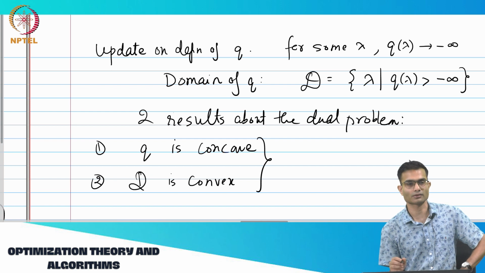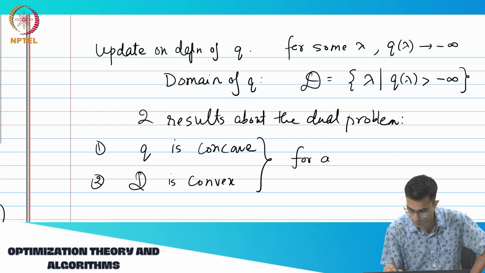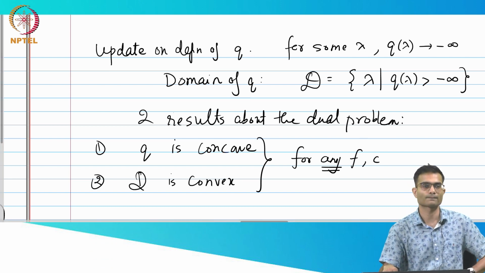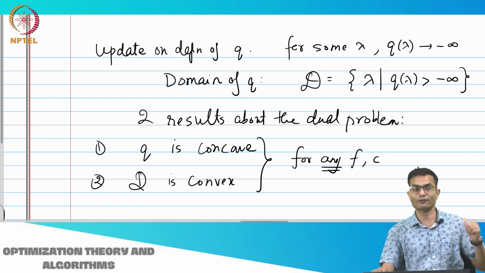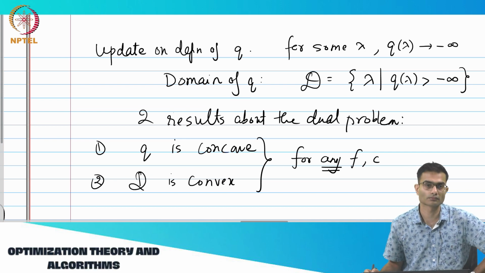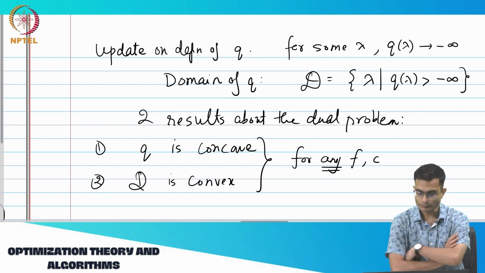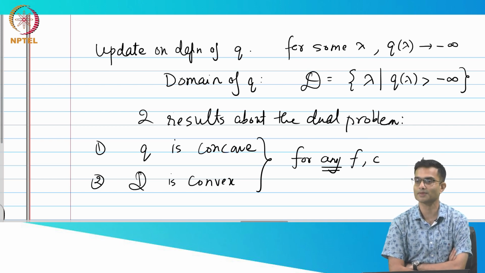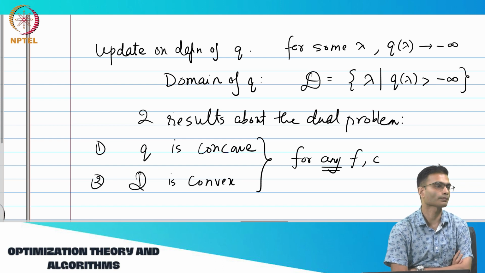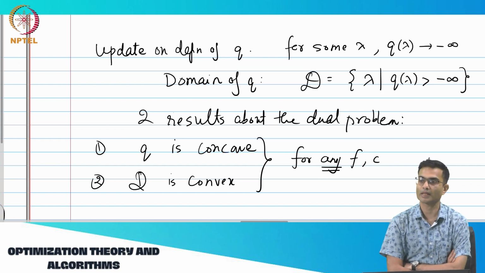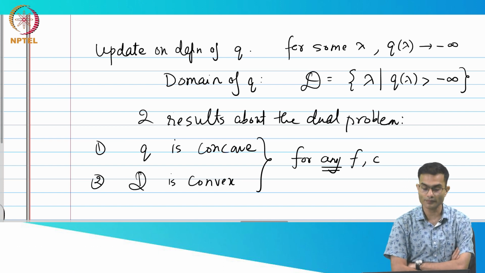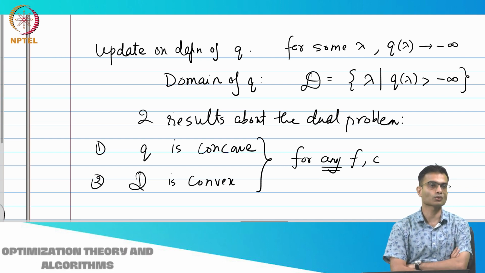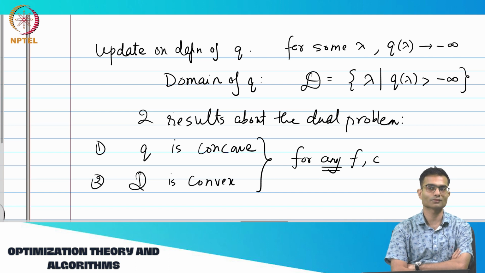And here is the sort of rabbit out of the hat. For absolutely any f comma c, that means f could be non-convex, right. So this is why the dual problem ends up being very special, because you can throw whatever problem you want in the primal sense. When I make the dual problem corresponding to it, I always get a concave problem, right.